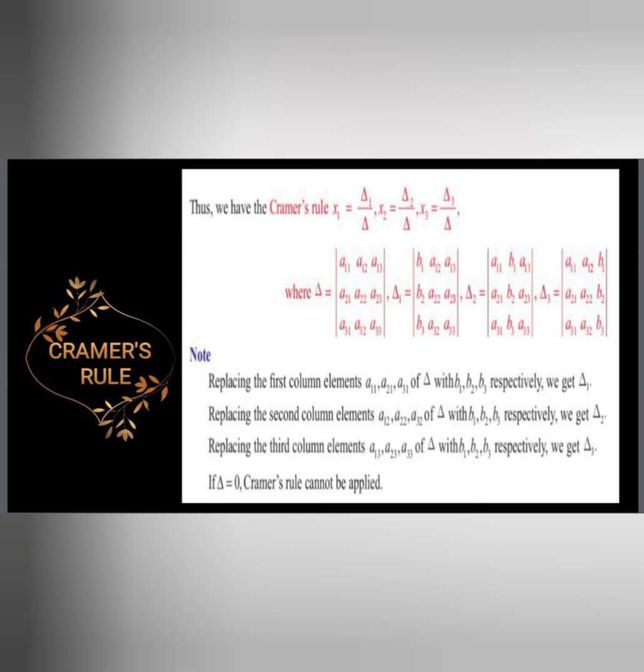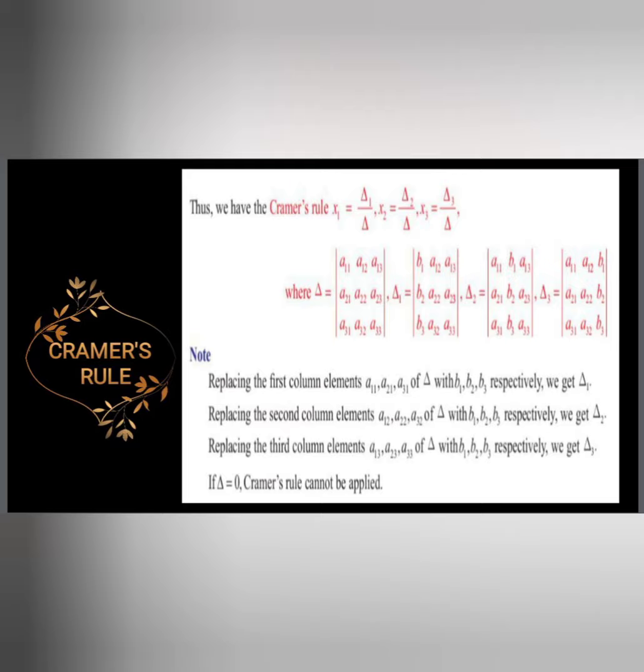Now, how to apply Cramer's rule: first you have to write the coefficients of the given equations as del. Then for del x you have to replace the x elements by the right hand side elements, for del y replace the y elements by the right hand side elements, and similarly for del z replace the z elements by the right hand side elements. The formula for finding x is del x by del, similarly y is del y by del, and z is del z by del. And the important thing is, if del is becoming 0, Cramer's rule cannot be applied.